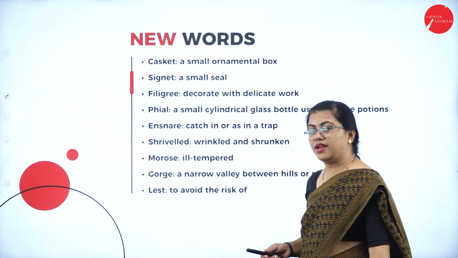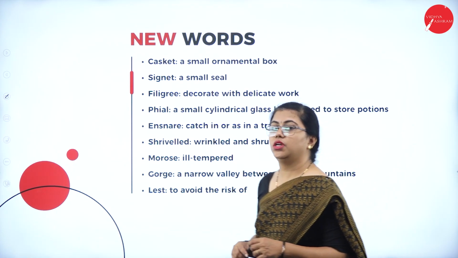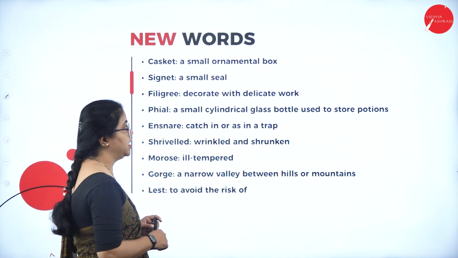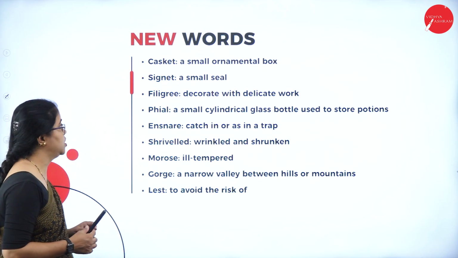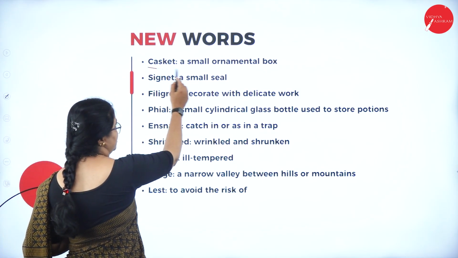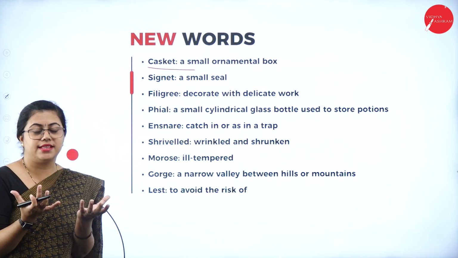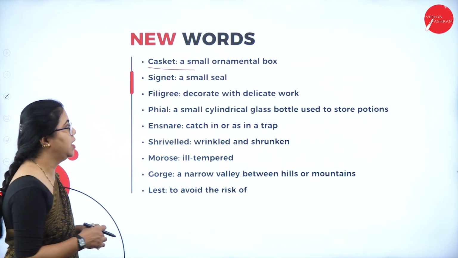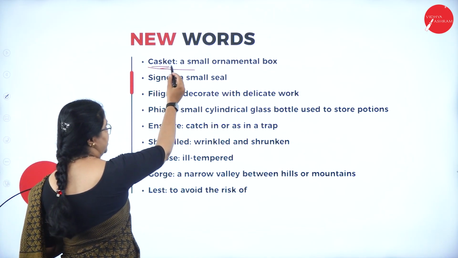These were the literary devices that were there, and let us move on to the new words that we saw in the poem here. So casket, a small ornamental box. This ornamental box is more or less like a very small makeup box. Fine, there you carry all the jewels and all, and there it is called a casket.